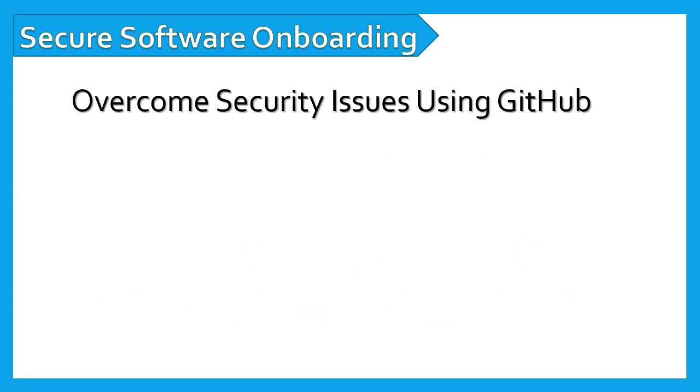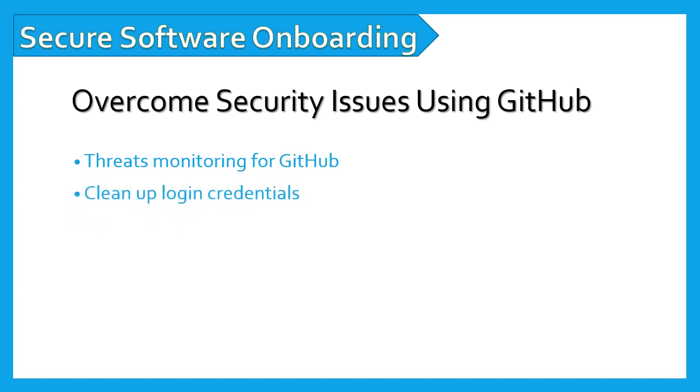Overcome security issues using GitHub. Threats monitoring for GitHub. DevSecOps practitioners can take practical steps to tighten security when using public repositories. Clean up login credentials. Developers should be careful with their GitHub login credentials. It is best to limit access to only those developers who are involved in a given project. When developers leave a project, their credentials should be revoked.